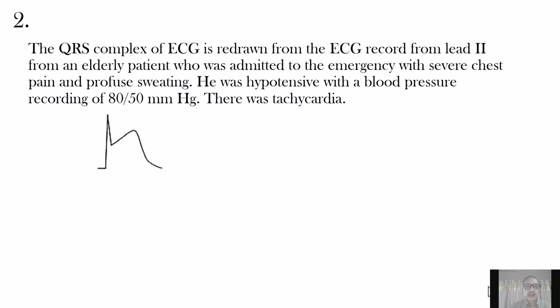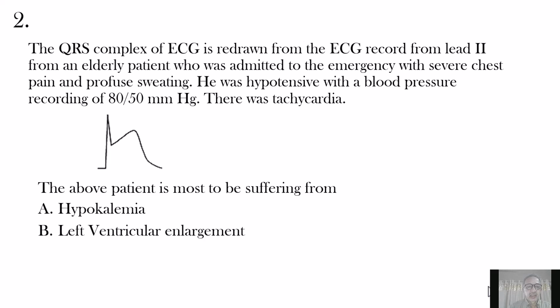2. The QRS complex of an ECG is redrawn from the ECG record taken from lead 2 from an elderly patient who was admitted with severe chest pain and profuse sweating. He was hypotensive with blood pressure recording 80/50. There was tachycardia. So it looks like myocardial infarction. The ECG shows typical ST elevation with convexity upwards. The diagnosis must be myocardial infarction.